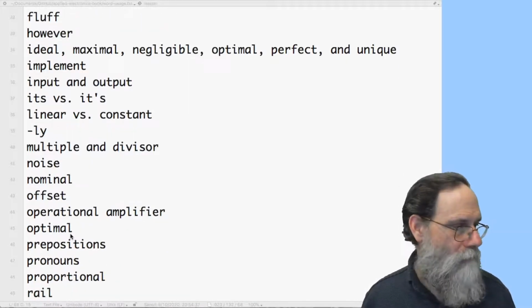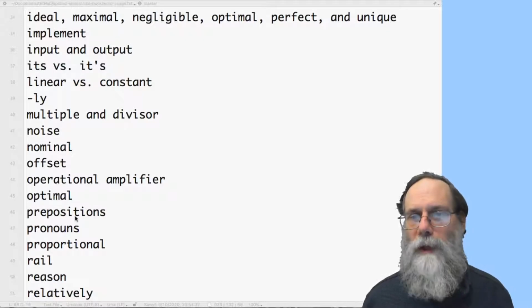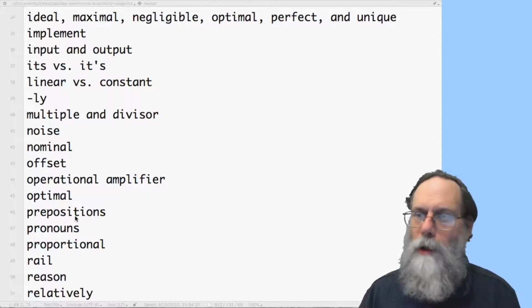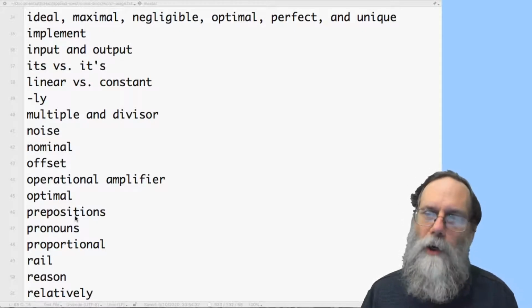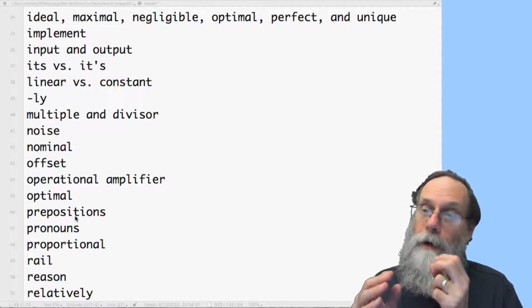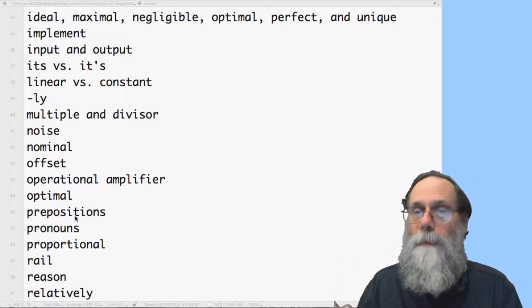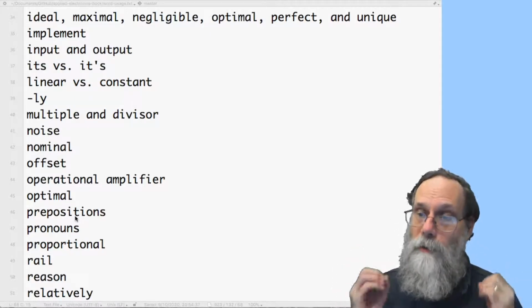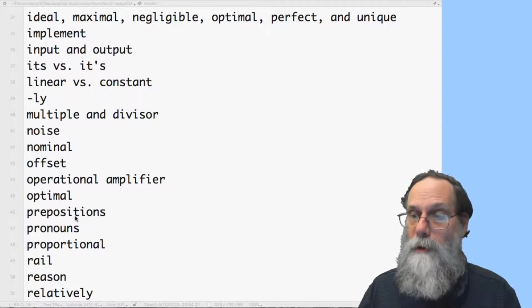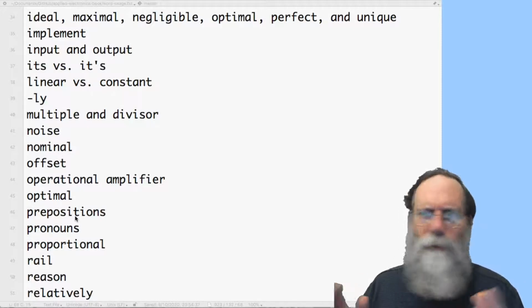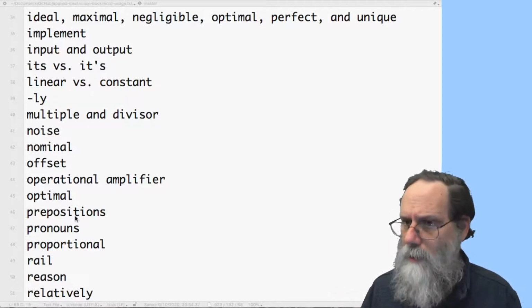Okay, prepositions. There's another good one. We have a lot of words like current, voltage, and resistance that get paired with very specific prepositions. When we're talking about a component, we can have the voltage across the component, or the voltage difference between two nodes. We can talk about the current through a component. We can talk about the resistance or impedance of the component. But we can't talk about the current across a component. We can't talk about the voltage through a component. Those don't make any sense.